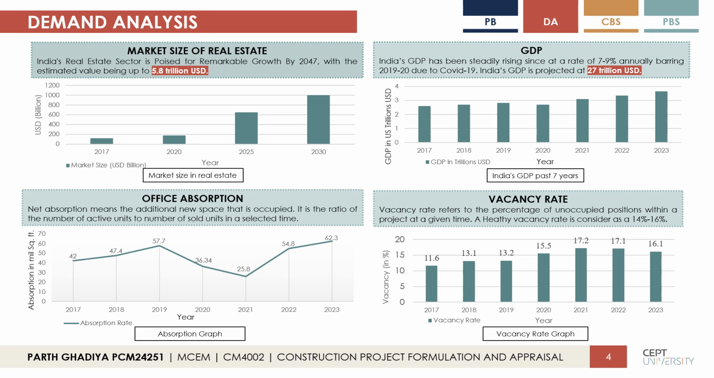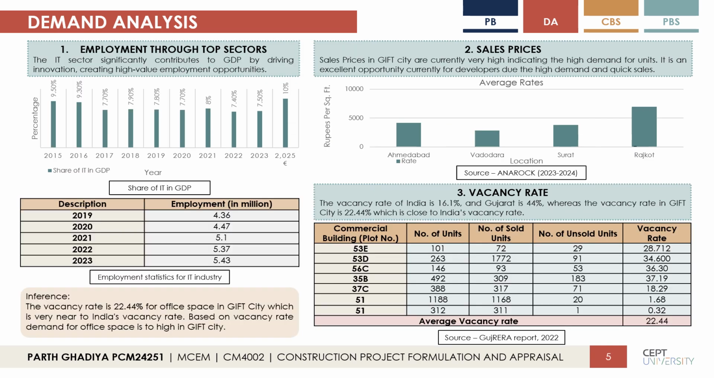The vacancy rate, currently at 13.2%, is within the healthy range of 14 to 16%. This suggests a balanced market for growth, and a healthy vacancy rate ensures that there is enough supply to meet demand without creating surplus. Now moving to the micro factors. Employment through the top sectors.